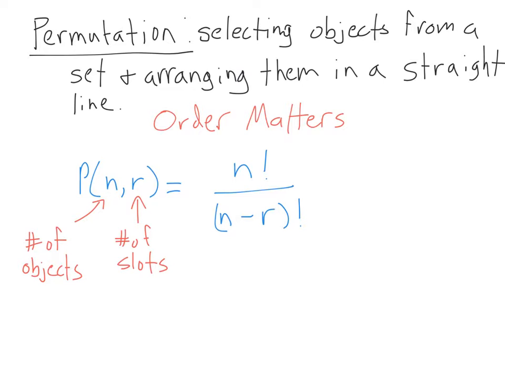And the formula for that is N factorial. That's how we read this exclamation point. This might be new notation to you, which is okay. I'm going to explain that in just a second. But it's called a factorial. So this is read N factorial divided by N minus R factorial. So that's how the formula works. And let me quickly tell you how factorials work.